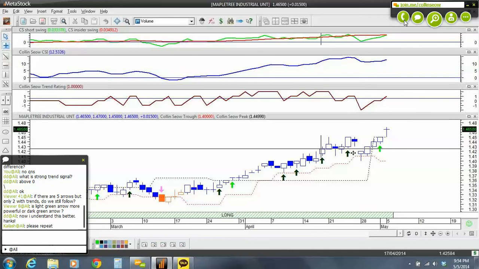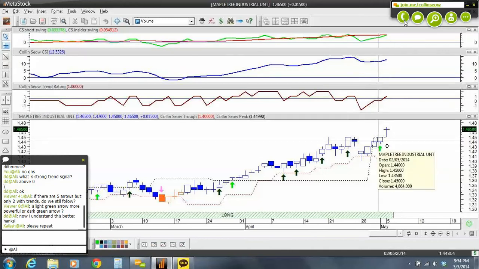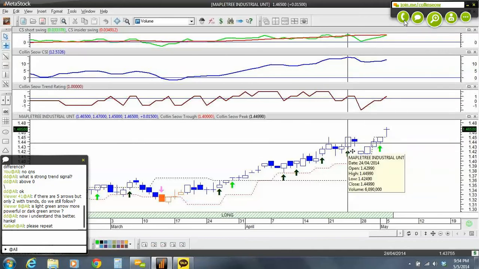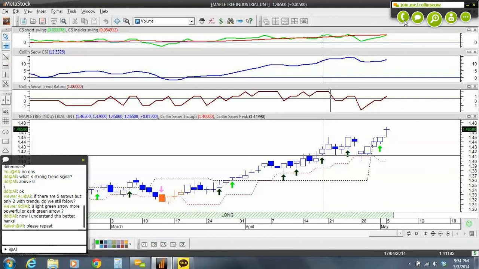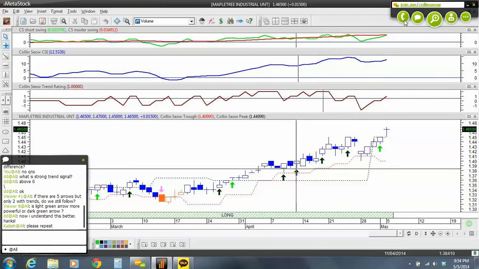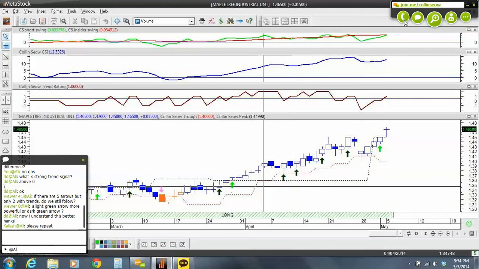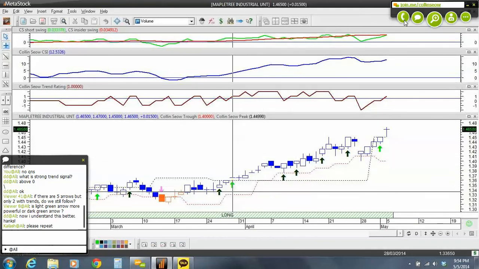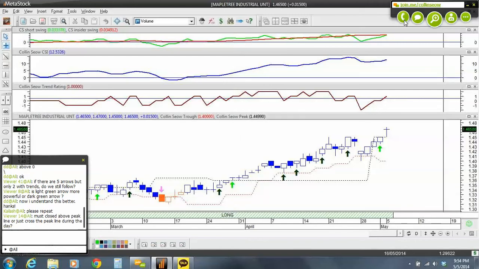Rating. Then the last one, this one is above the peak line with trend rating, and then this one is below the peak line. So we have 1, 2, 3, 4. Four valid signals out of 7 signals. Follow? Four valid signals out of 7 signals.